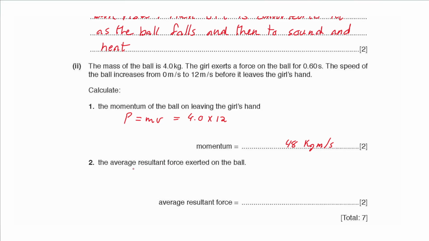Then we are required to calculate the average resultant force exerted on the ball. So the force is equal to the change in momentum over time. The final momentum was 48. The initial momentum is 0. The time here is 0.60 seconds. This gives an answer of 80 newtons.